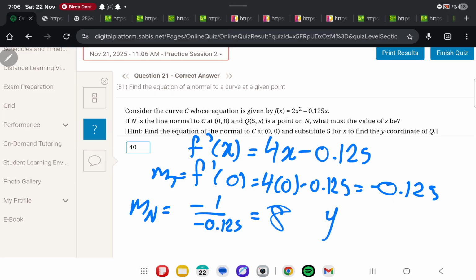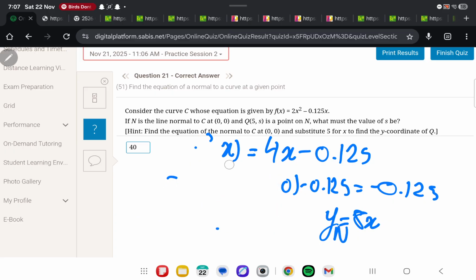So the equation is y equals 8x. Remember, since it's (0, 0), b will be 0, because 0 is equal to 8 times 0 plus b, so b is 0. Whenever you see (0, 0), there is no b most of the time, but just double check, it doesn't hurt. Now this is the equation of the normal. Very easy. We found the equation of the normal.